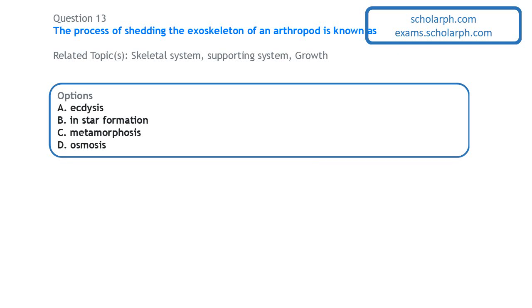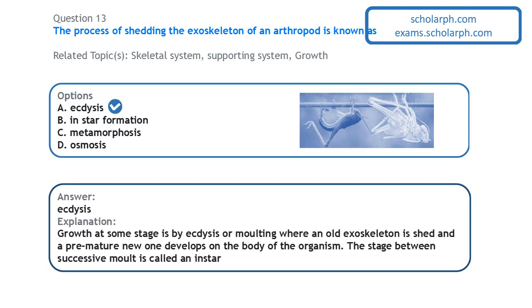Question 13 on skeletal system and supporting system. The process of shedding the exoskeleton of an arthropod is known as ecdysis. So in organisms that have an exoskeleton, like ants and arthropods, growth is by what we call ecdysis or molting. Ecdysis or molting means the removal of the old exoskeleton, because the material of the exoskeleton is non-living matter, so it does not grow.